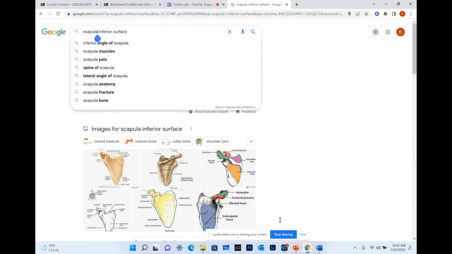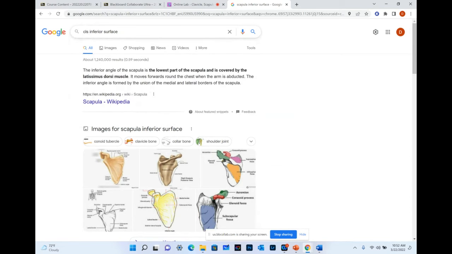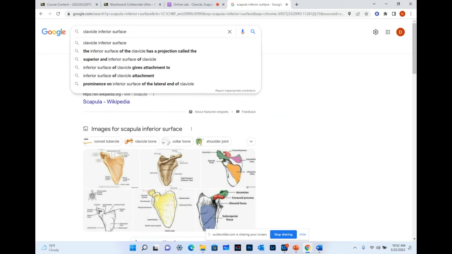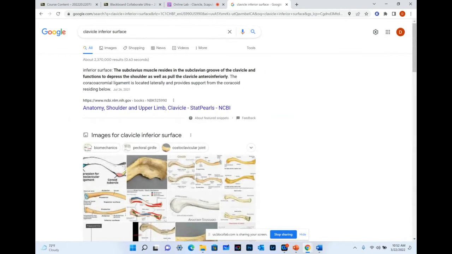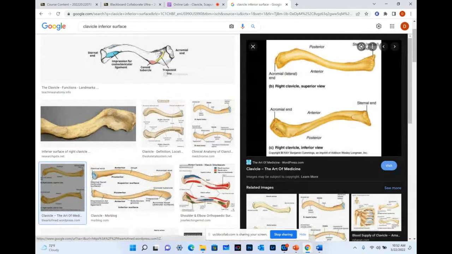Oh, no, not scapula. My apology. Clavicle. Okay, so this is a good bone that you can look at. Hopefully you can see the hand.